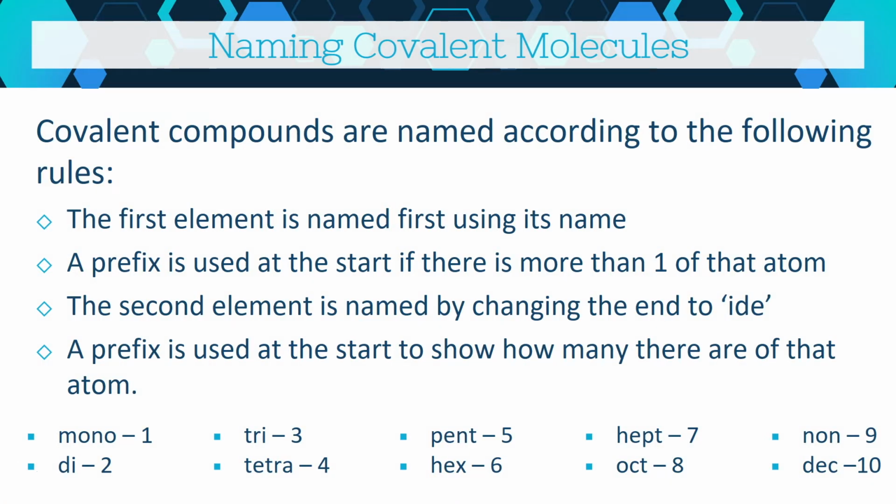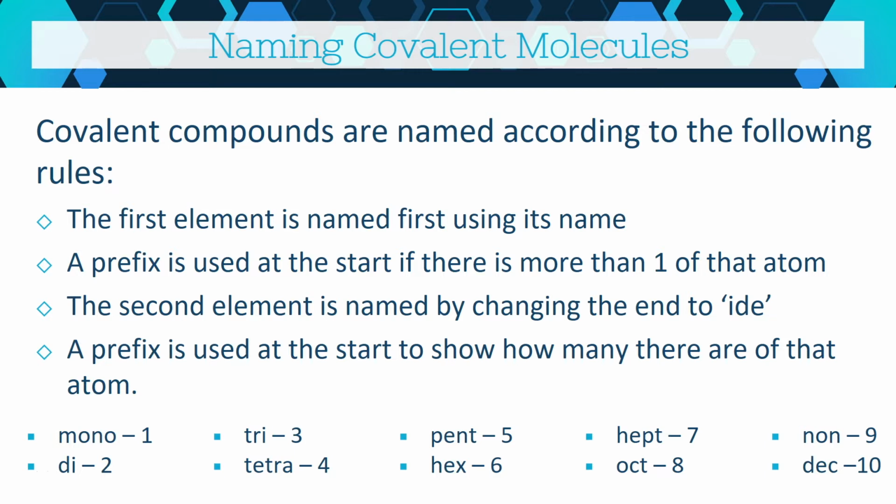We're also going to look at how we name covalent molecules because there is a specific technique. They're named according to the following rules. First of all, whatever that first element is, you just use its normal name. If you have one of that atom, you just write that as is. For example, if you've got carbon dioxide, it's just one carbon, so we just say carbon. But if you have more than one of it, you need to put what we call a prefix at the start to indicate that there is more than one of it.